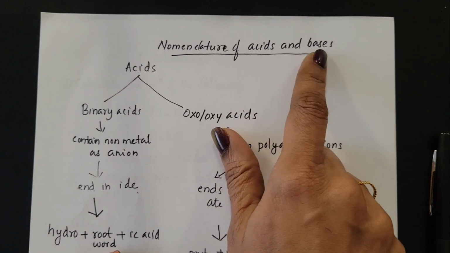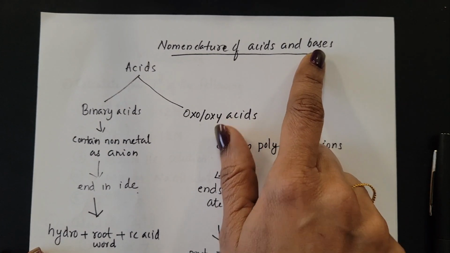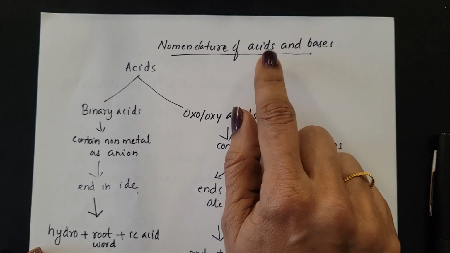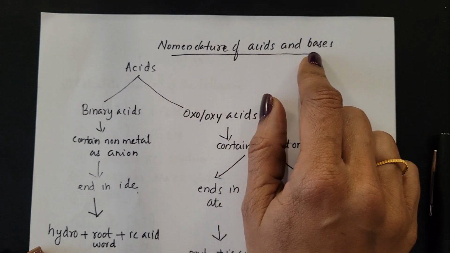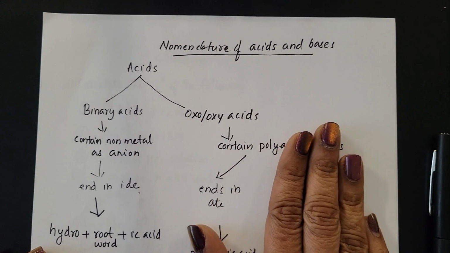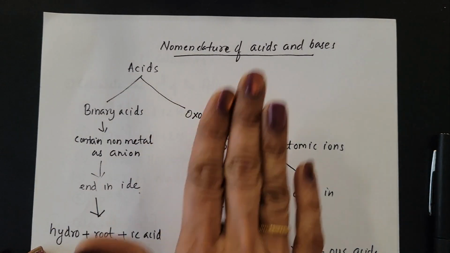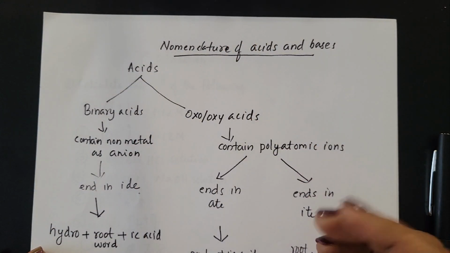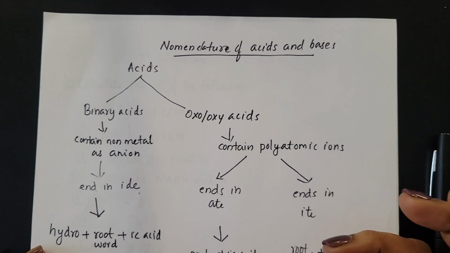Okay, nomenclature of acids and bases. Nomenclature means just writing the names and formulas for acids and bases. Okay, let's start with acids because that is something new. Bases you already know because there is no new rule. It's just naming the ionic compounds.